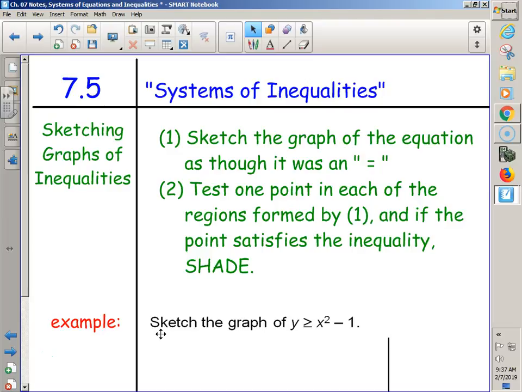Question, if the inequalities are greater than or equal to, less than or equal to, I already heard the answer, but did the rest of you guys hear it? What kind of lines are we going to be forming? What kind of boundaries? Solid. What if it's just greater than or just less than? Dotted? There you go.